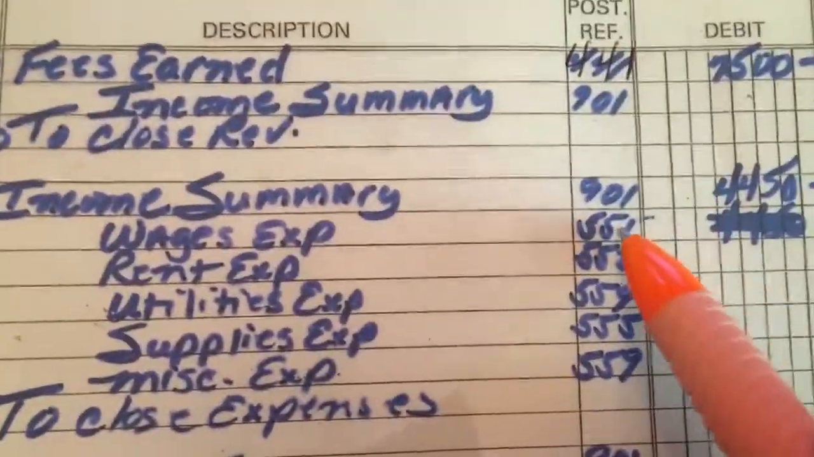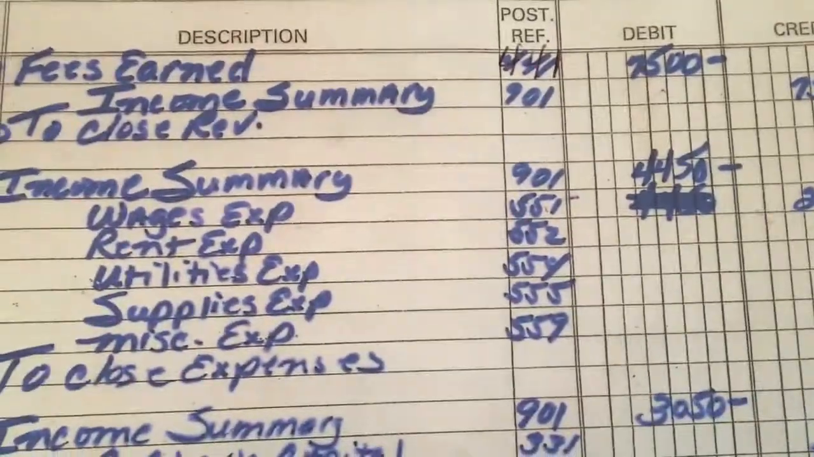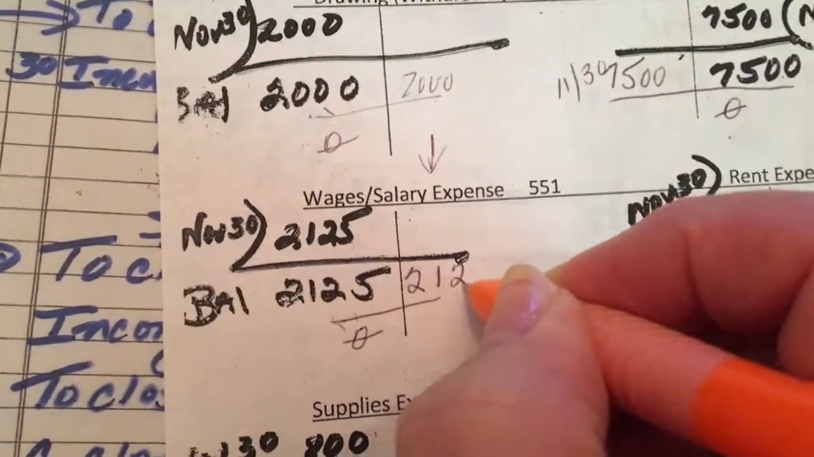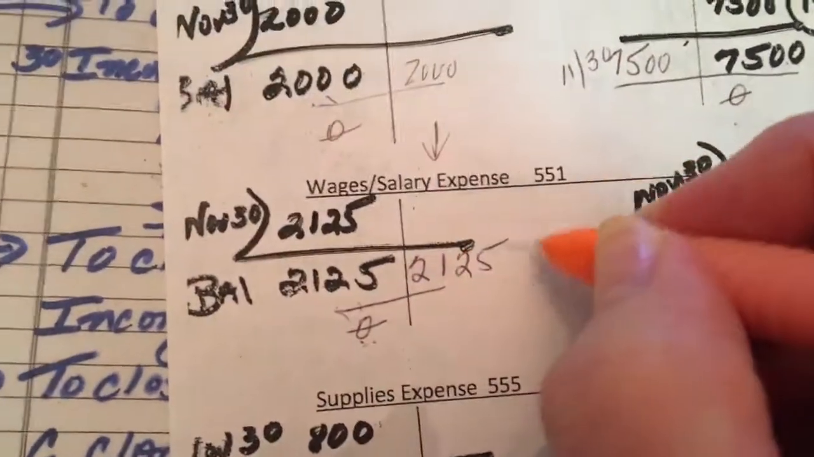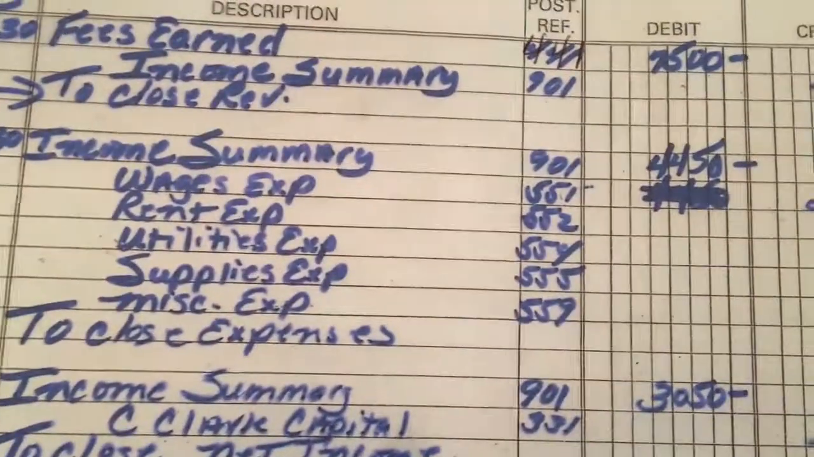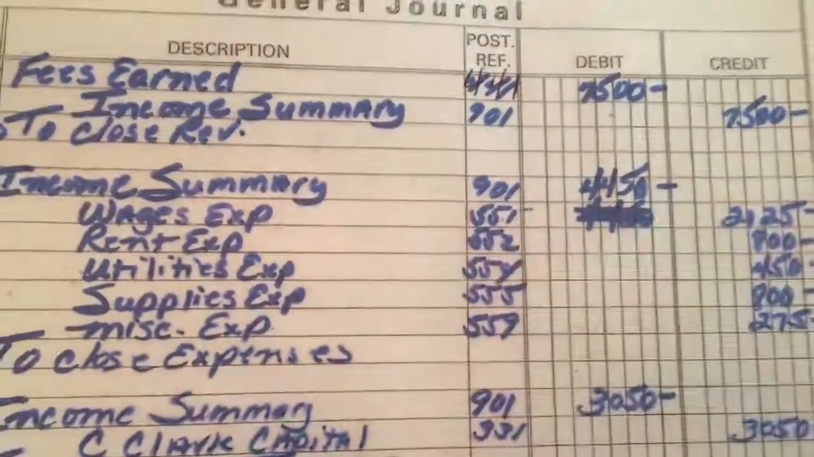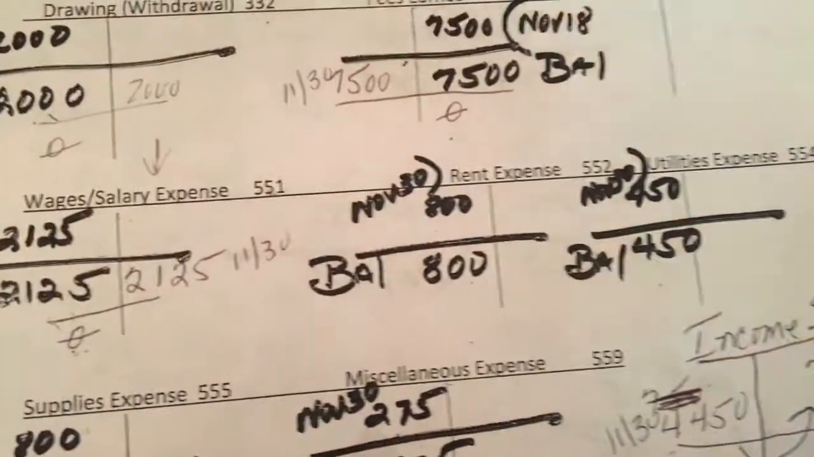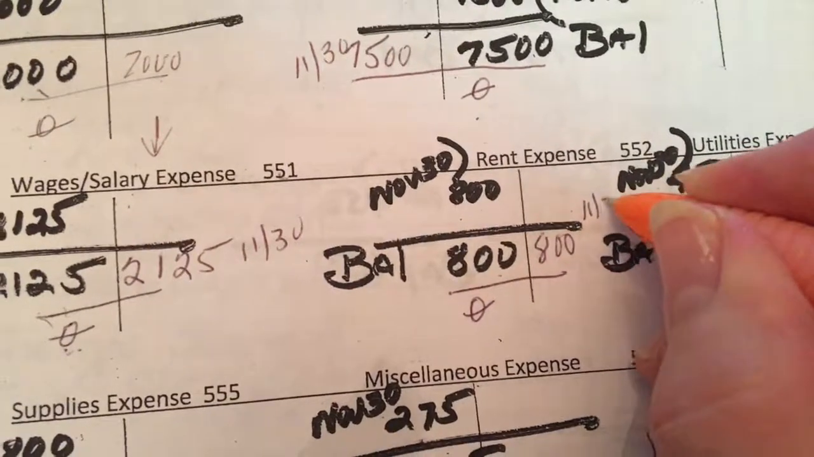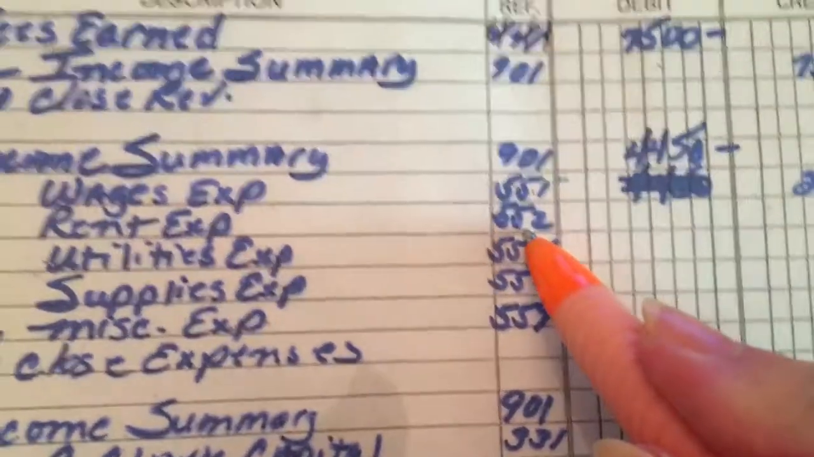Now, each of these expenses now have to be closed. Wages expense, $2,125, so let's find that. $2,125 is a credit. You want a zero balance. This is done on November 30th. $551 will be carried back over here and put under your posting reference. Next, we have rent expense, $800, credit, zero balance. This is done on November 30th. Number 552, carried back and put under posting reference.